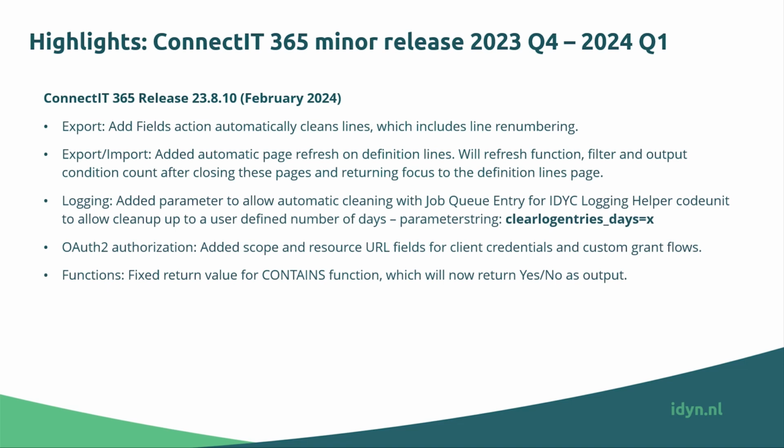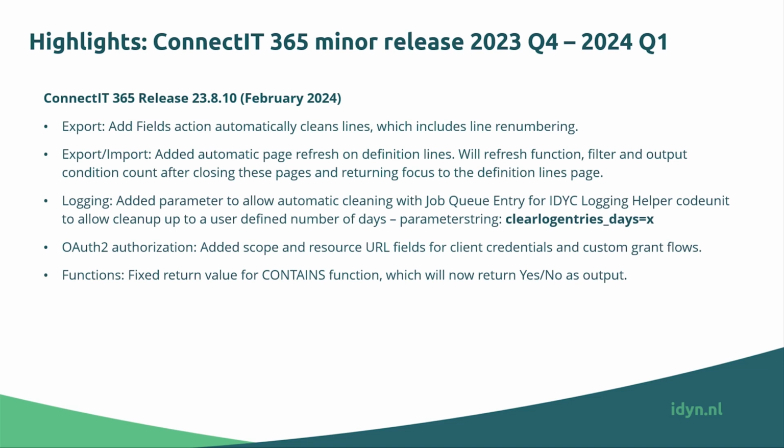We also have an automatic page refresh in the exports and imports, which will allow us to update the definition lines after you've added functions or filters or output conditions, so we can directly see how many of each are available in a definition line. We've also added a new parameter in the logging to allow for automatic cleaning with a user-defined number of days. And you can see that we have a separate parameter string for that available, where you can define a number of days in that string.